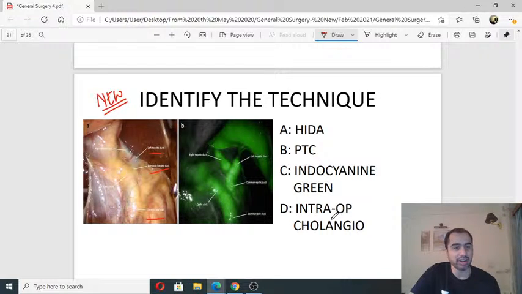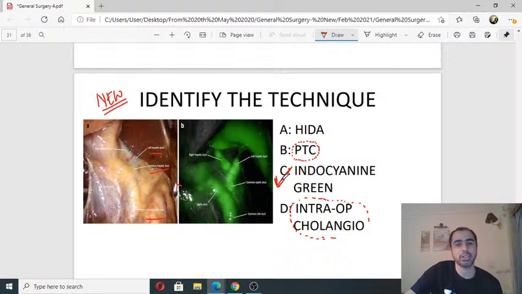Wow, everybody is saying HIDA. Be cool. Ragini Datesh says HIDA. Akanksha and Nural say indocyanine green. Okay, okay. Anybody for any other answer? Nobody for PTC? Percutaneous transhepatic cholangiogram? How come? Nobody for PTC. Nobody for intra-op cholangiogram. Doesn't this look intraoperative? You know, you are seeing things in surgery and then the color has changed. It's not intraoperative. Okay. Answer is indocyanine green.